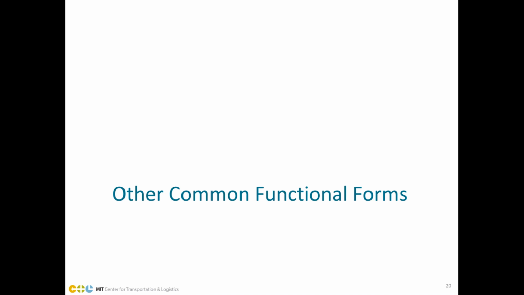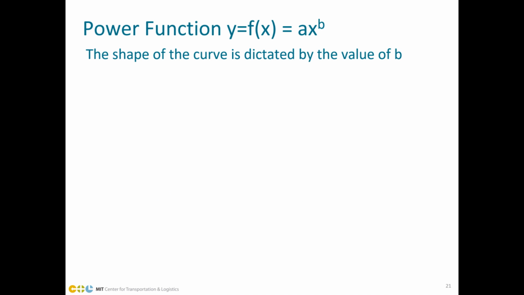So there are many different functional forms that you might see, but we want to focus on two more that you'll probably certainly see in supply chain management. That is the power function and exponential functions. So let me just take a minute to talk about those. So first, the power function. It takes the form y equals a times x raised to the b, where a and b again are constants.